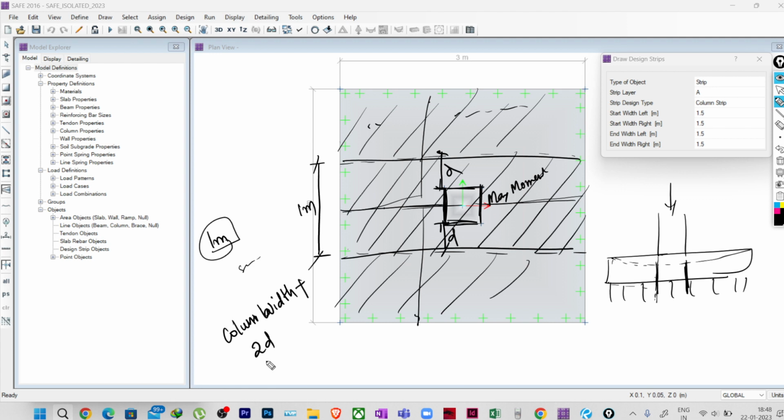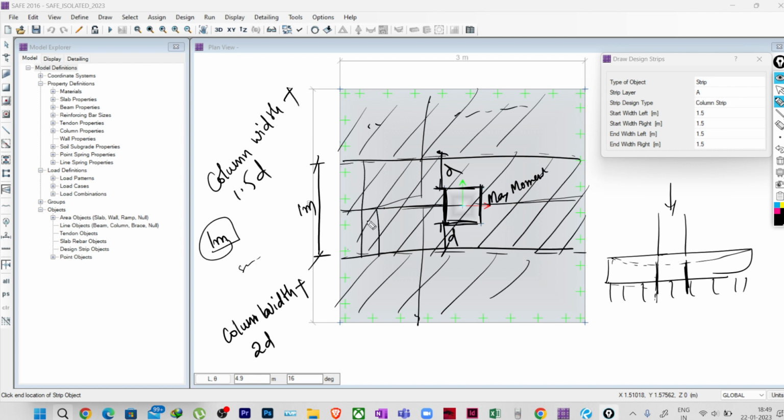Though it is not written anywhere, in general practice it is also done that column width plus 1.5D is considered. Let me write it properly. Column width plus 1.5D. This is also considered by some of the engineers. So if you have confusion about this, you can take directly 1 meter. So this width will be 1 meter.